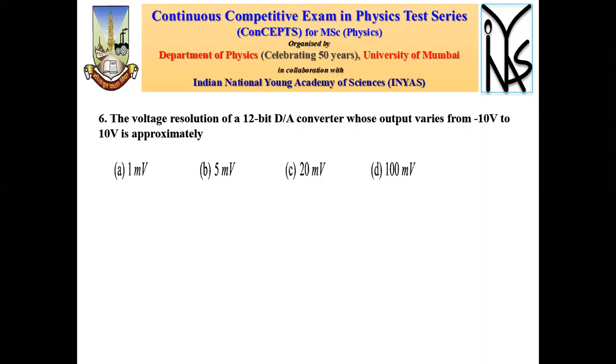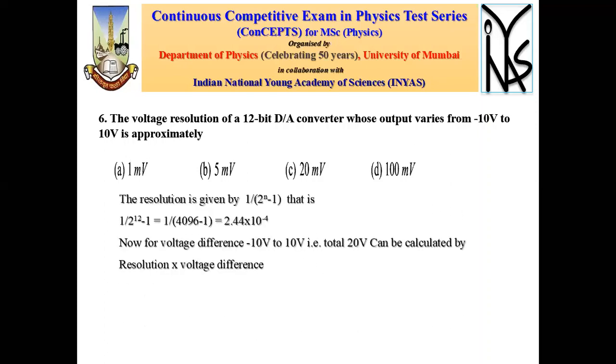We have to understand that the given thing is a 12-bit D2A converter, and it has some resolution. That resolution we have to find out, and then we have to see within how much voltage difference its output is varying. First we will calculate the resolution, which is given by 1 upon 2 raised to n minus 1. It is a 12-bit, so we will use n equal to 12. So 1 upon 2 raised to 12 minus 1, which gives you 1 upon 4096 minus 1.